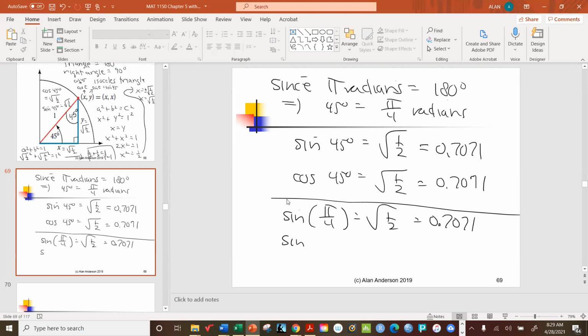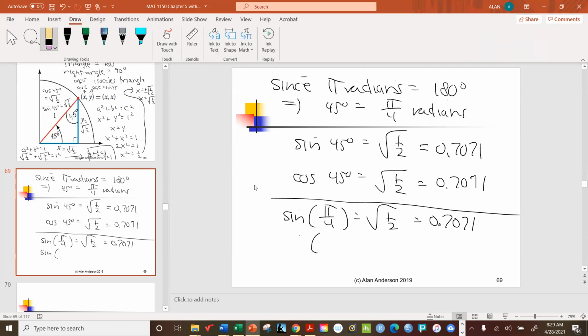And then the sine of, the cosine of pi over 4 is the same. All right. So now the thing is, that's fine as far as it goes. But what we're going to see is that we can, in principle, use the same approach to calculating any sines or cosines we want from this unit circle.